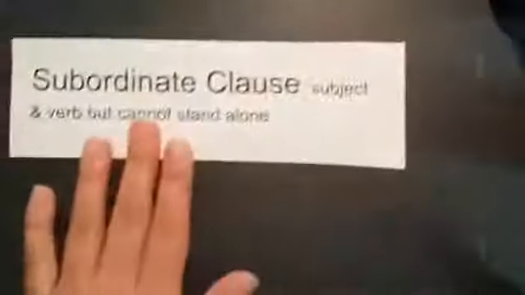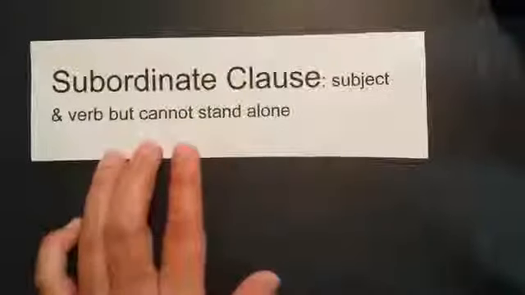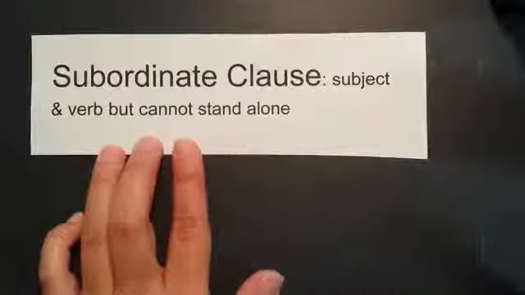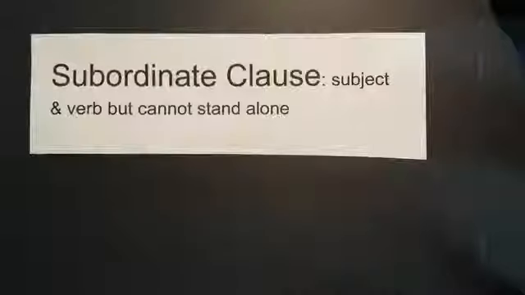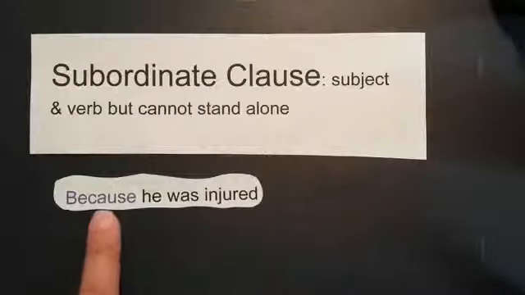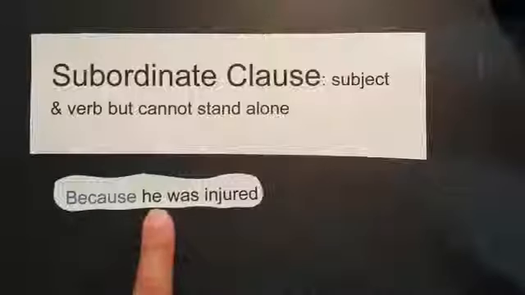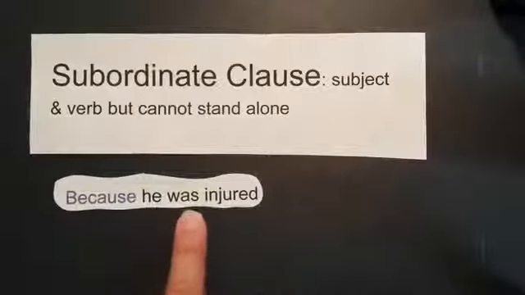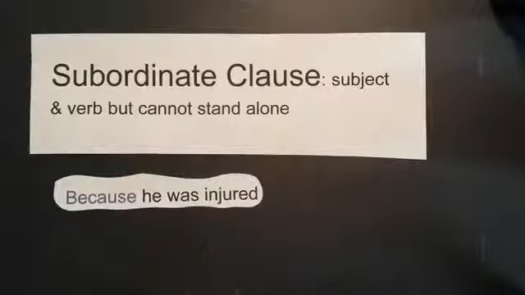Then, we have our subordinate clause. A subordinate clause has a subject and a verb, but it cannot stand by itself as a sentence. Because he was injured. We have a subject, we have a verb, but we wouldn't use this as a sentence all by itself: because he was injured.